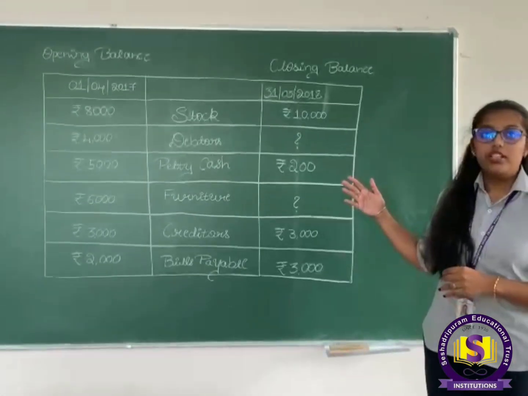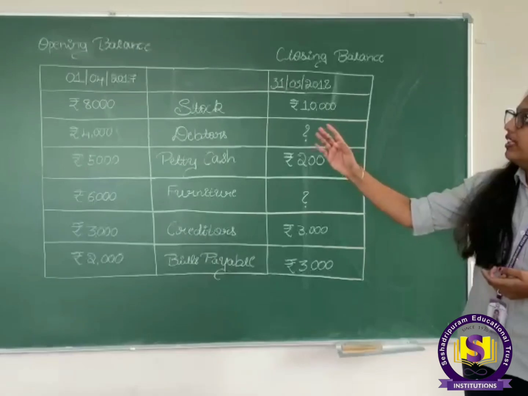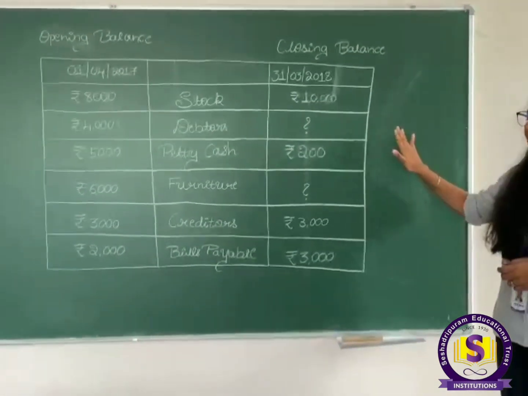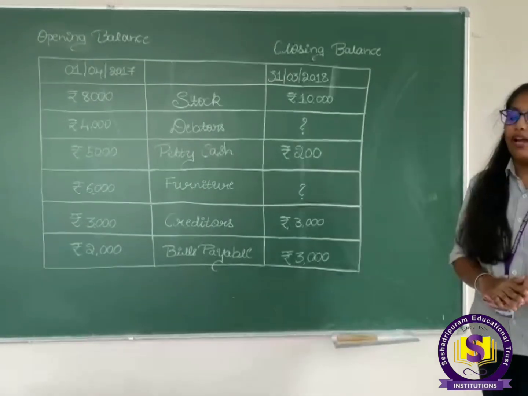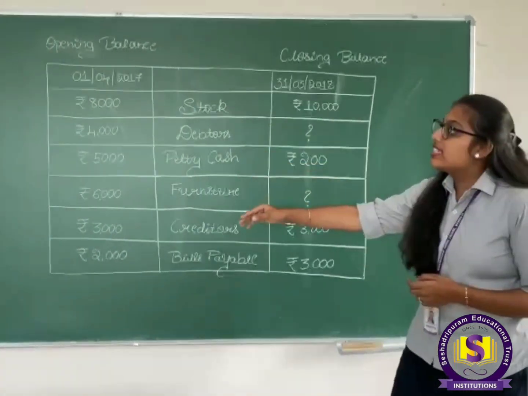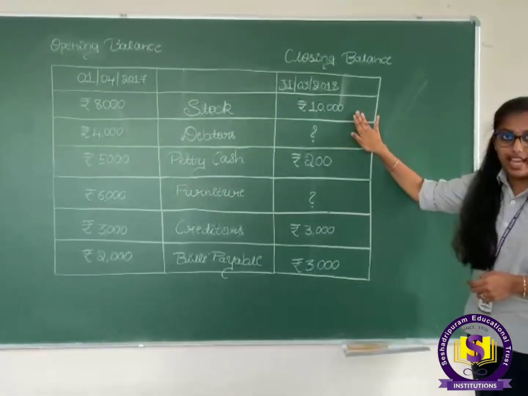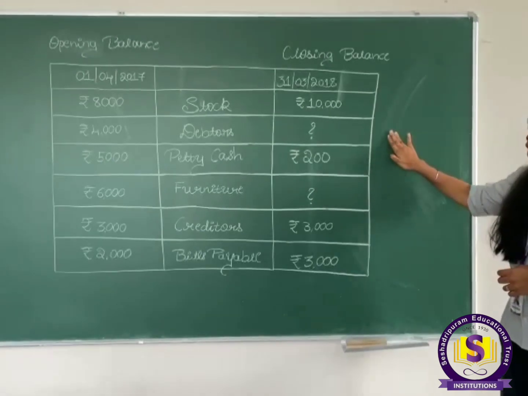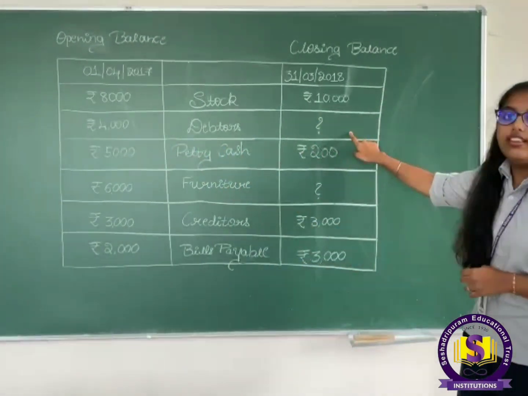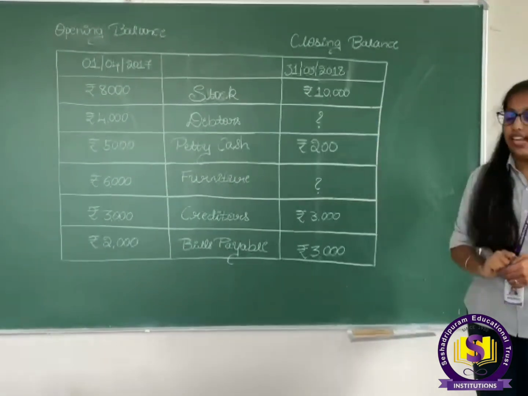In the above question, they have mentioned certain assets and liabilities. Now they have given the opening balance as well as the closing balance of those assets and liabilities. We'll see one by one. The first one is stock. The stock opening balance is rupees 8,000 and the closing balance is rupees 10,000. And the debtors opening balance is rupees 4,000, but they have not given the closing balance. We have to find out the closing balance of the debtors.